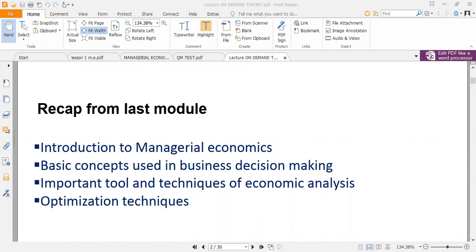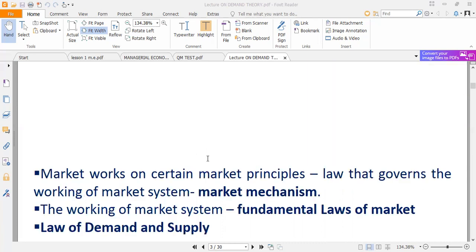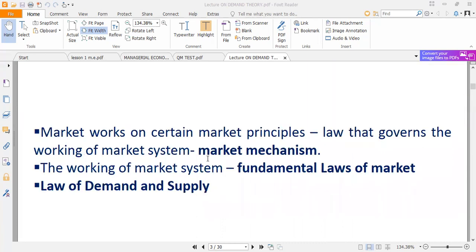Now this demand theory, so the optimization techniques are what we looked at under calculus yesterday. So today we're going to look at the law that governs the way we have had terminologies like a market, demand, supply. So we want to look at this key term, demand.